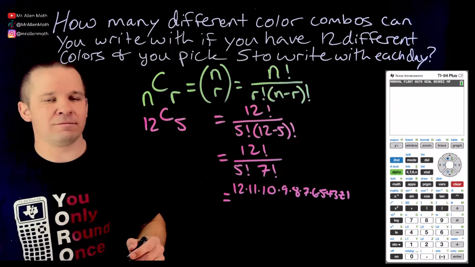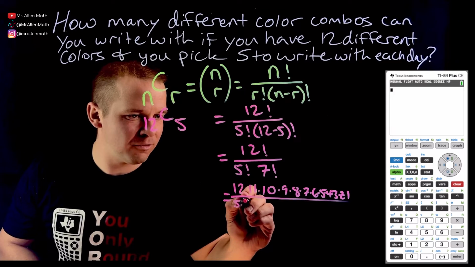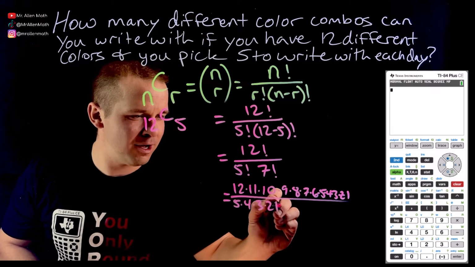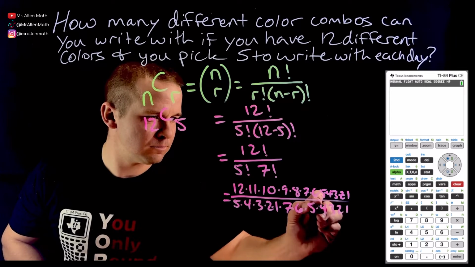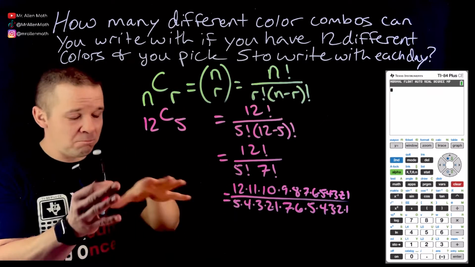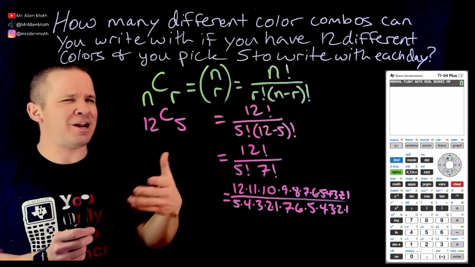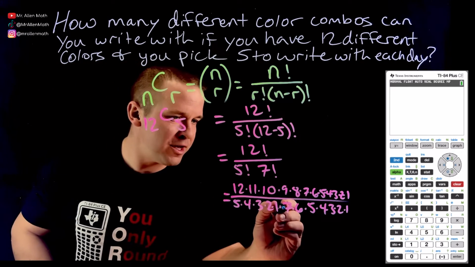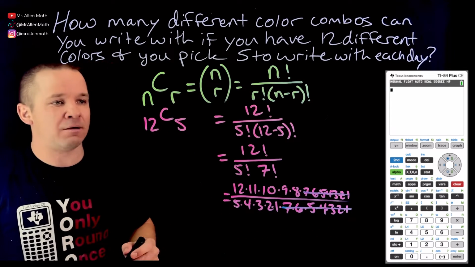All those, right? And then 5 would be 5, 4, 3, 2, 1. And then 7. Okay. It's a lot of numbers. But I can start canceling things. And maybe you'd be like, why do you even write them out? I already see it, man. This right here can just cancel out with the 7, 6, 5, 4, 3, 2, 1 right there.